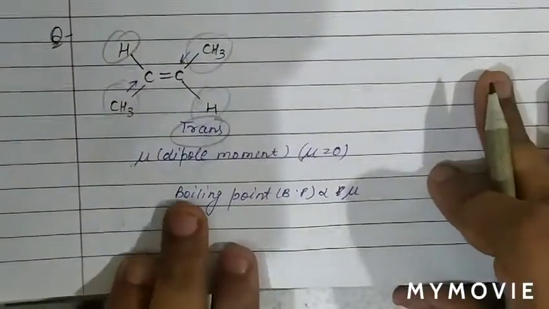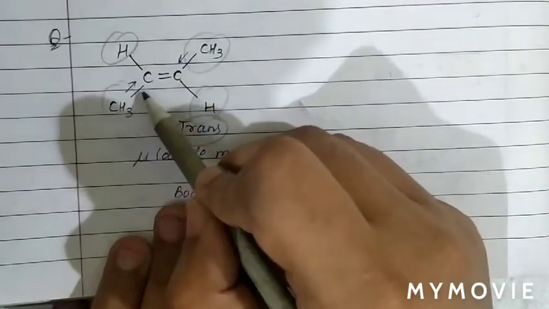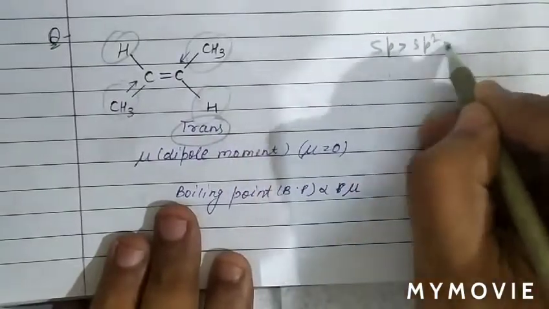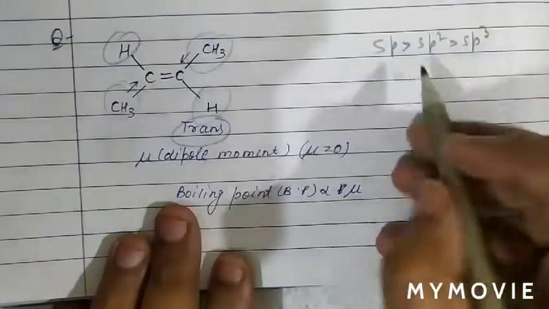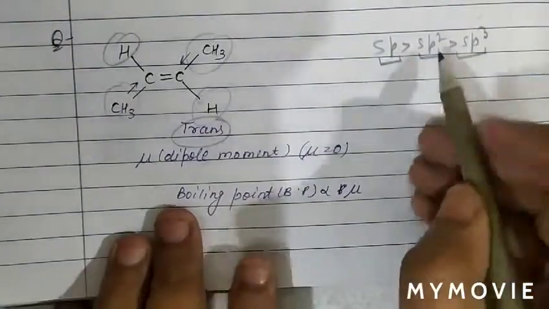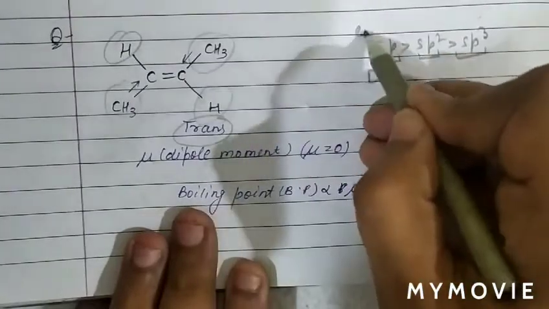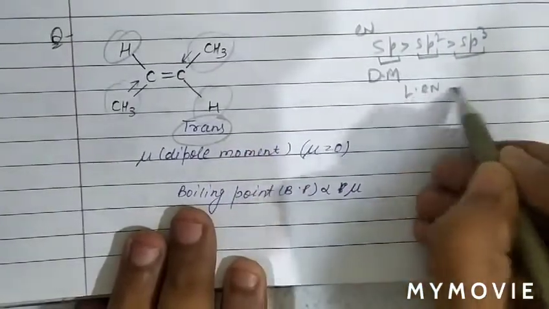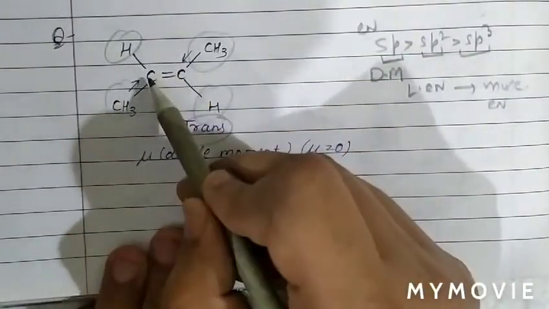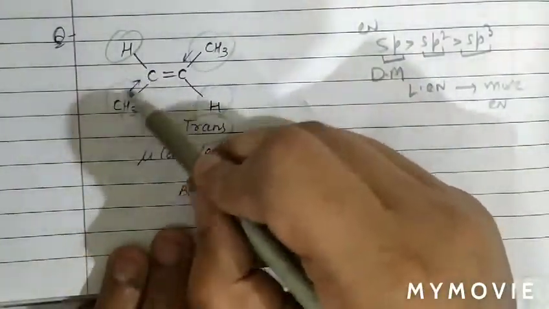Now we will compare the dipole moment. In this case we can see, this is sp2 carbon, this is sp3 carbon. The electronegativity of sp2 carbon is more, sp3 is less. So the electronegativity order is sp, sp2 and sp3. As we know, the dipole moment direction is from less electronegative to more electronegative. This is sp2 carbon, sp3 is less electronegative. So the vector direction is from less to more.